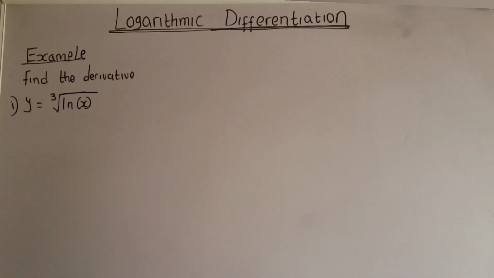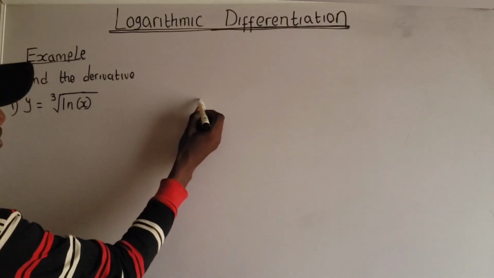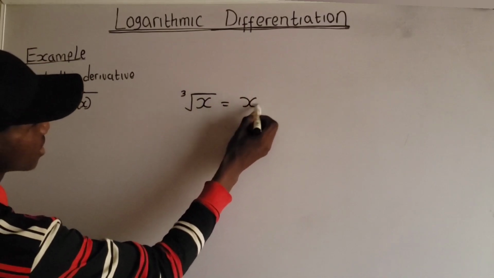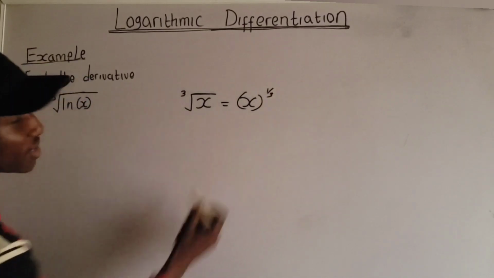Okay, we have another worked example in our series on logarithmic differentiation. Find the derivative of y equals the cube root of natural log of x. Before we can solve this question, note that x raised to the power cube root of x is x raised to the power of what? 1 over 3. You understand?